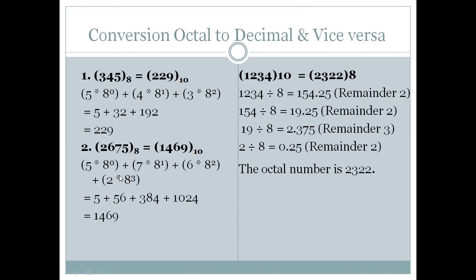Similarly, we have to calculate the answer of this question. And for the conversion of decimal to octal, we have to divide the decimal number by the base of octal, 8. So we divide 1234 by 8 and get the remainder 2, and the remaining 154 divided by 8 gives remainder 2, and 19 divided by 8 gives remainder 3. We have to count the remainders. Then 2 divided by 8, the remainder is also 2. So the octal number will be 2322.